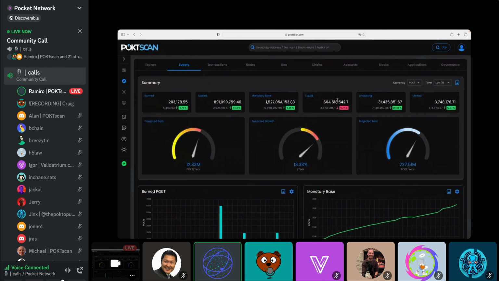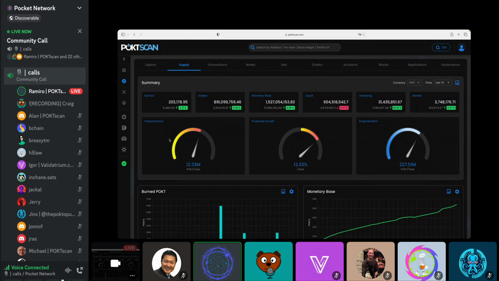And with all these little cards explained, we can now explain what we see here in these three, I don't know exactly how to pronounce it, cards, these things here. What we see in these three are projections. They are no longer actual values because they are presented over periods of a year. And they are the projected burn, the projected growth, and the projected mint.